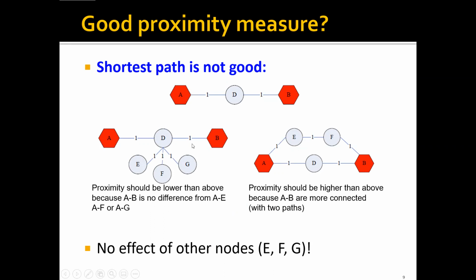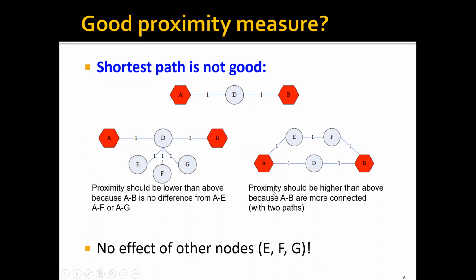Apparently the proximity between A and B in this second graph should be lower than in the first graph, because the proximity between A and B in this graph is no different from the proximity between A and E or A and F or A and G, right? So the proximity between A and B is not that outstanding. So it should be lower than the proximity in the first graph.